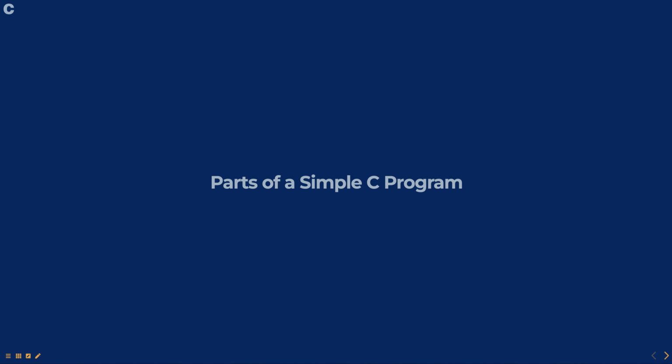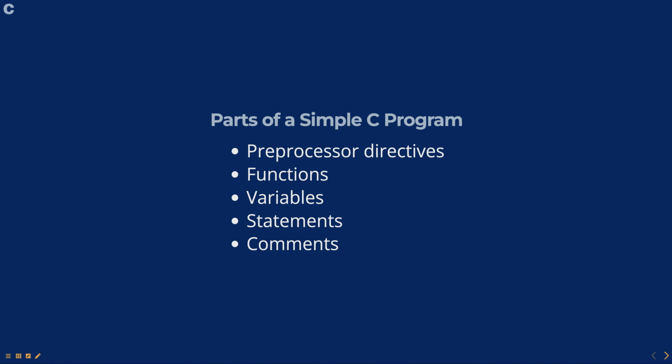Hello everyone. Today we are going to talk about parts of a simple C program, part of the Programming in C course. A simple C program typically has the following parts.